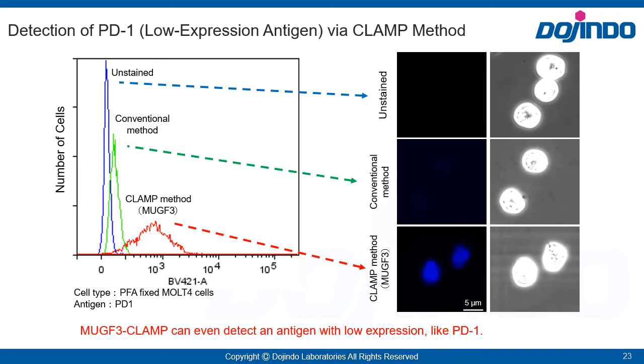The results of this experiment reveal a very slight shift with the conventional method and a much stronger shift with the Mugf3 clamp method. In these fluorescence imaging results, we see that fluorescence is too insignificant to be confirmed with the conventional method, whereas we can see significantly intense fluorescence produced by the Mugf3 clamp method. This experiment illustrates that antigens expressed in concentrations too low to be detected by the conventional method may be detected by the Mugf3 clamp method.